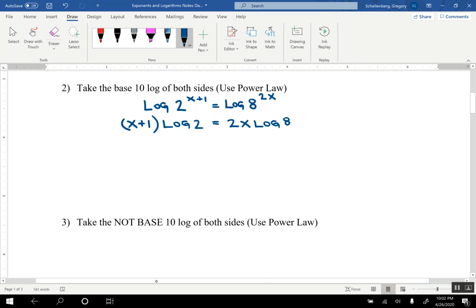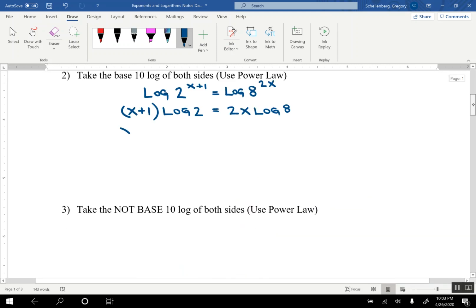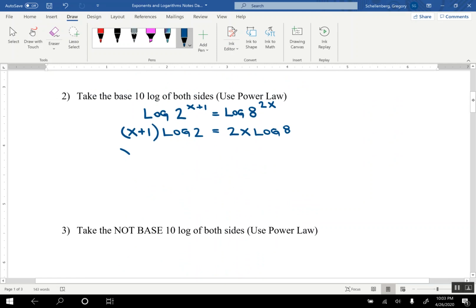Okay, now coefficients are numbers that are being multiplied by something else, usually a variable. In this case, we're multiplying these coefficients by a logarithm. So as I expand x plus 1 times the log of 2 out, I'm going to get x times log 2 is x log 2. And 1 times the log of 2 is just log 2.